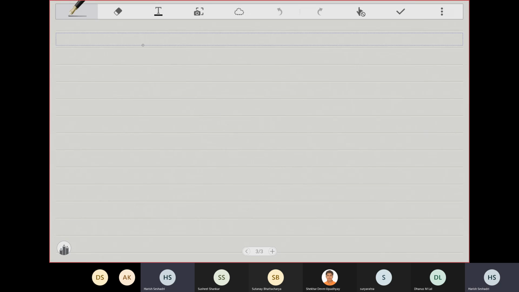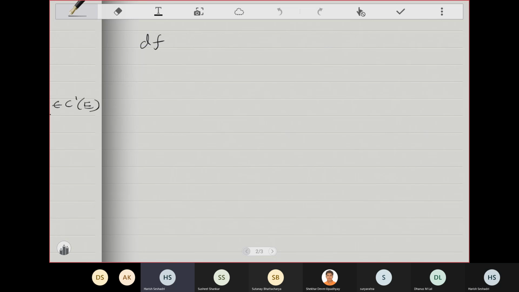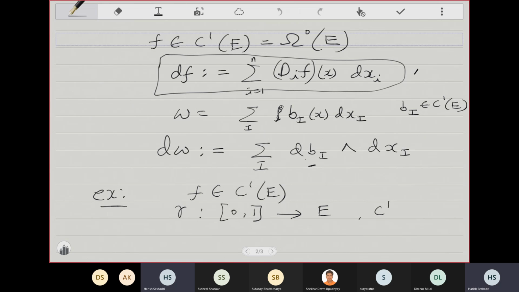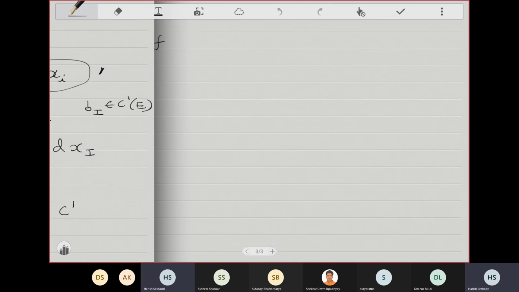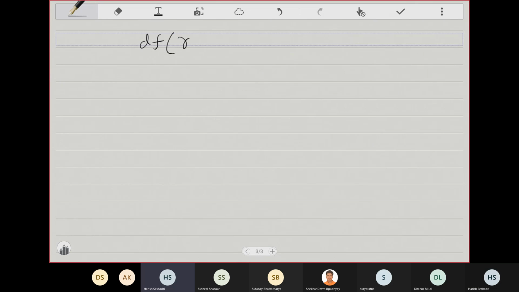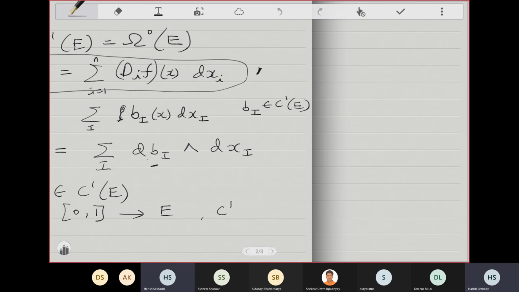And so what is df? Well, we already defined what df is. Df is this thing here, but let's see how it acts on gamma. So for this, I have to use the definition here.